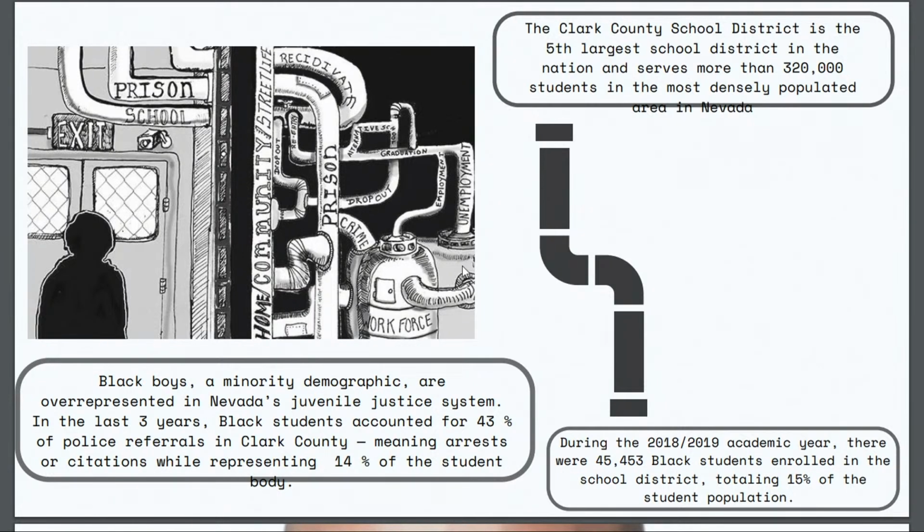The Clark County School District is the 5th largest school district in the nation and serves more than 320,000 students in the most densely populated area in Nevada. And there were 45,453 Black students enrolled in the school district, totaling 15% of the population. So there's a lot of Black students within the Clark County School District, only 1,500 Black teachers, so we do see a lot of disparities between those.